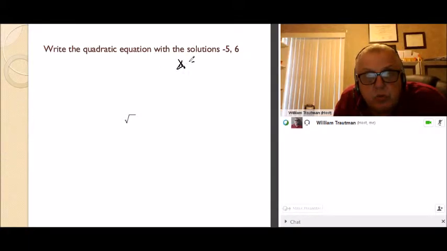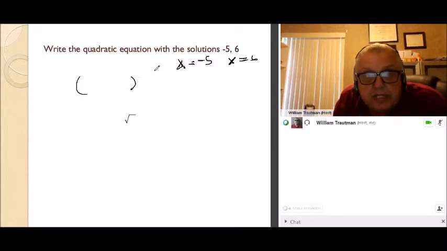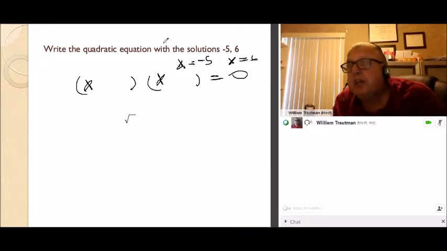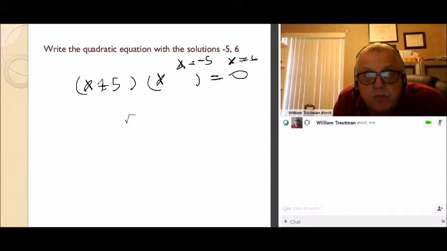x equals -5 and x equals 6. Okay, so to find the quadratic equation, we're going to put two big parentheses equal to 0. We're going to put an x and an x. And remember, to get it to the other side, you had to do the opposite sign. So I'm not putting a -5 in here. I'm going to put a +5 in here.